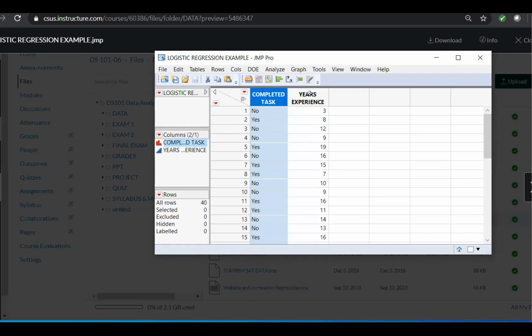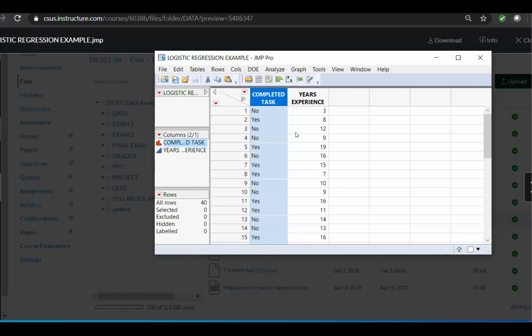and there are people who can't complete the task, right? Some do, some don't. And another question they ask you is how many years of experience you have. So is it a JMP file? Yes, it's a JMP file. You have JMP on your computers, right? So go to Canvas, download it. It's going to open using JMP.